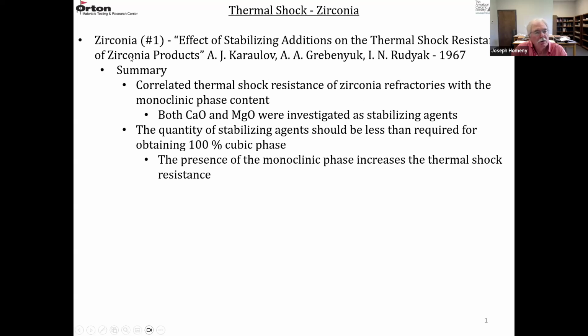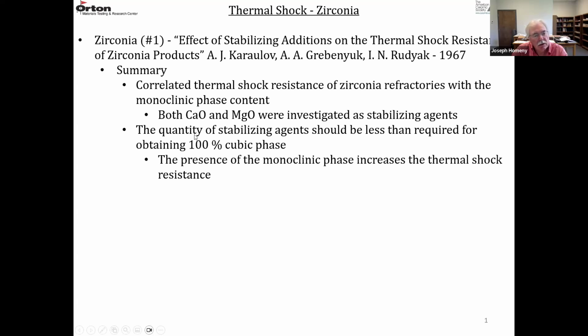So this first case study, they looked at the effect of the stabilizing additions on the thermal shock resistance of zirconia. So they correlated the thermal shock behavior of zirconia with the monoclinic phase content. And they used CaO and MgO as the stabilizing agents.